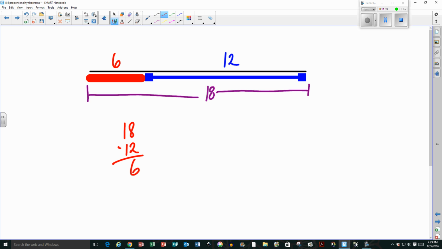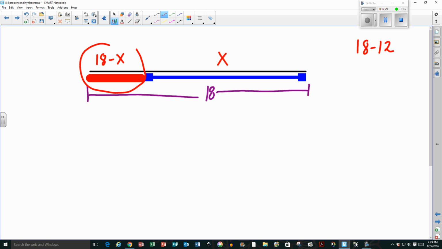Now, if I did not tell you the numbers, so let me go in here and erase this. And I just said, okay, the whole thing is 18 and this piece is x. What is the length of the red piece? Well, remember a while ago, we took the 18 and we subtracted the 12 because that's what the length of that was. So in order to get this piece, I had to subtract the blue piece from it. So this piece would be 18 minus x, because I have to subtract that.